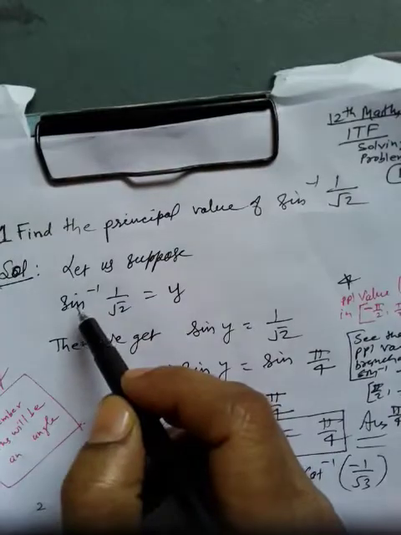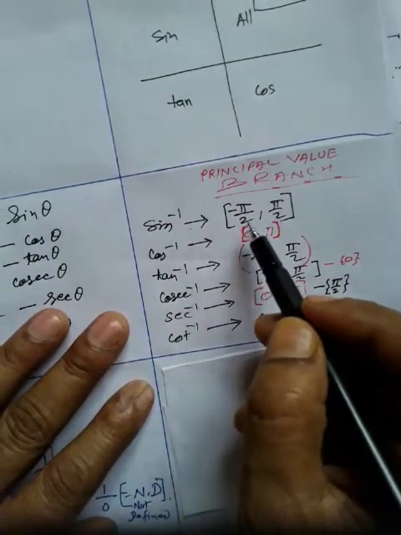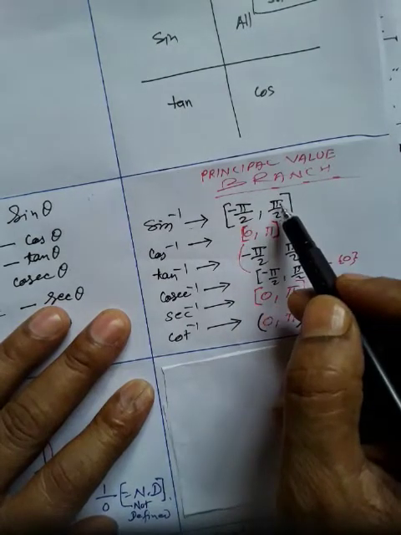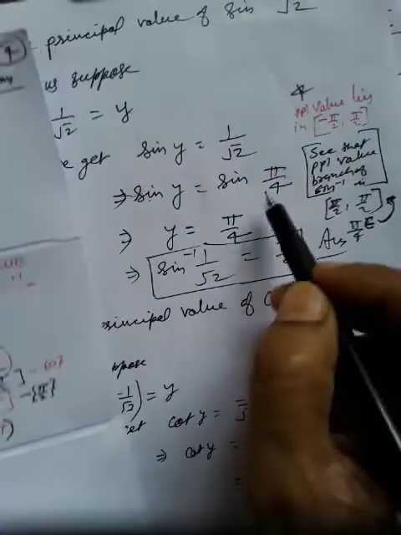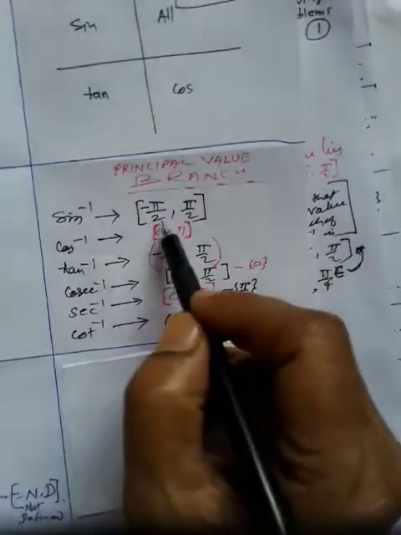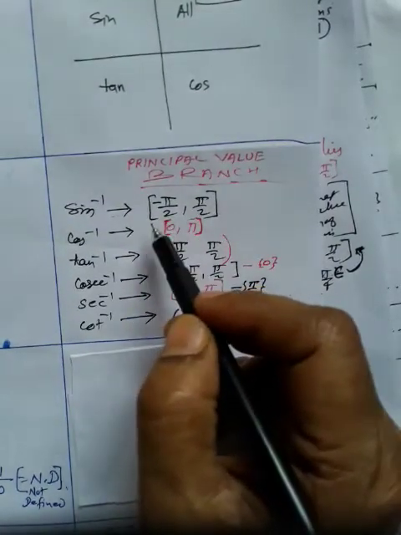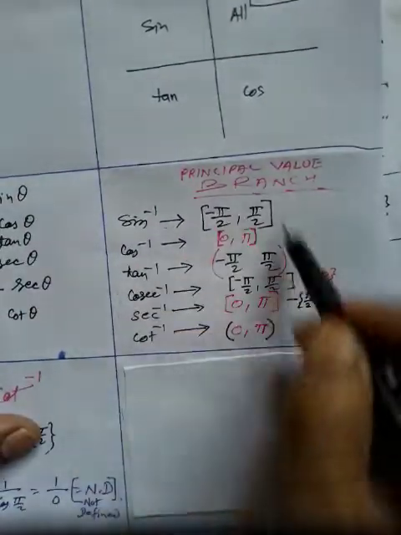So here we are finding for sine inverse. For sine inverse, what is the principal value branch? It lies between minus pi by 2 to pi by 2, including these two values. So dear children, whatever we are writing here must be between these two. It must belong to this one. Please, this must be very clear. This angle, whatever you are writing here, pi by 4, must belong to this one.